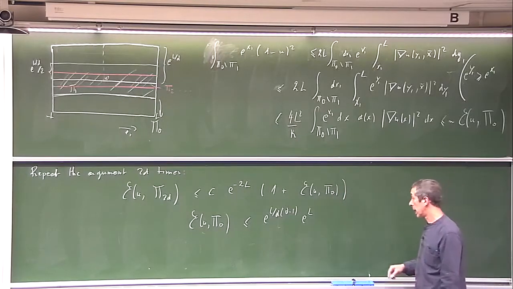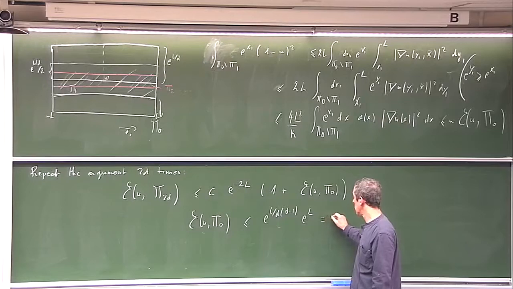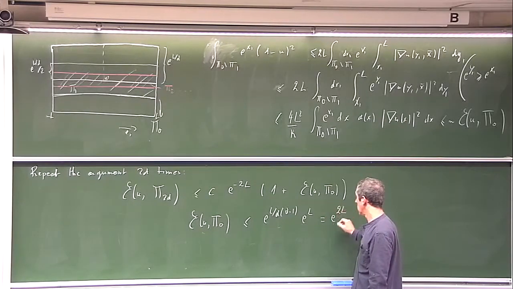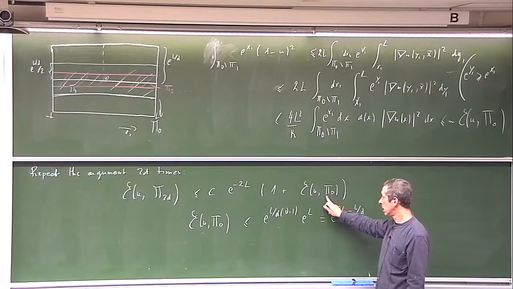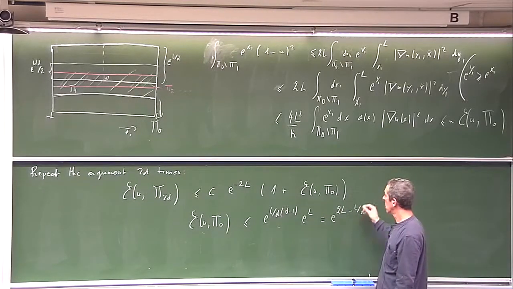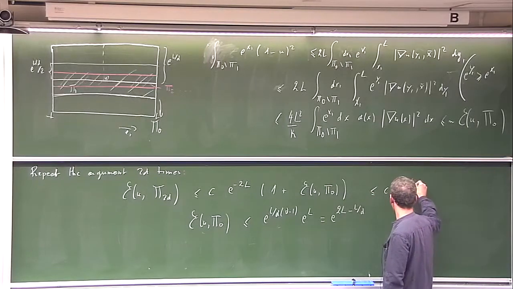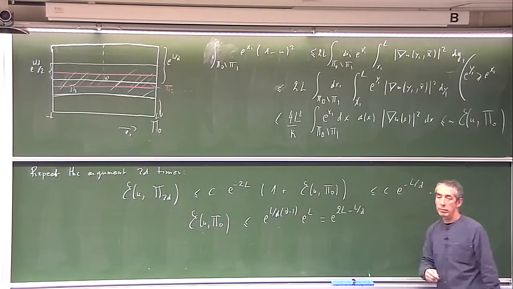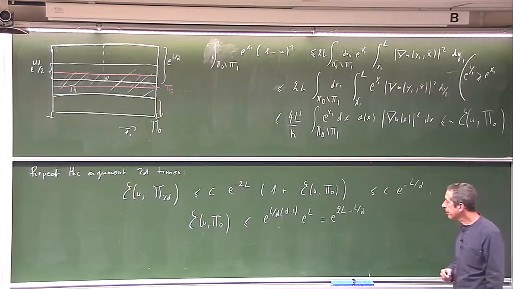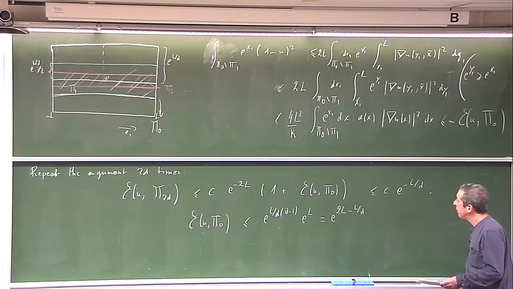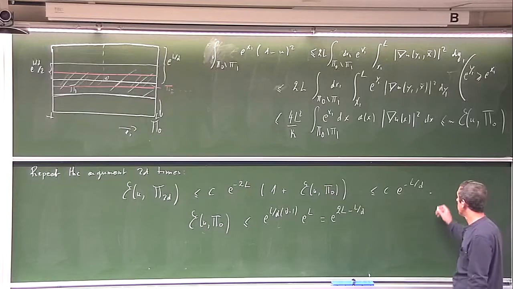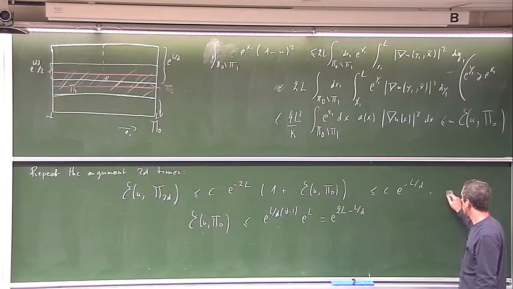Okay? So that's exponential 2L minus L over D. So if you insert this bound in here, then you get something which is smaller than a constant times exponential minus L to D. Okay, and so that's the end of the proof of this key lemma.